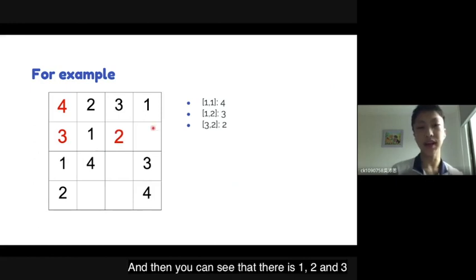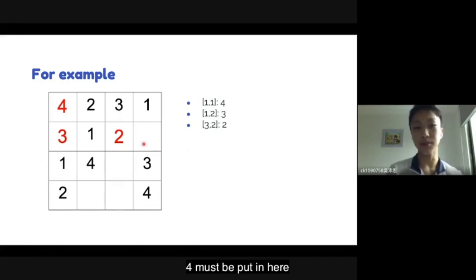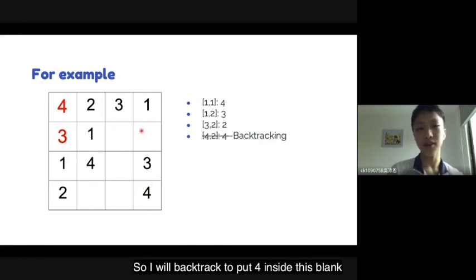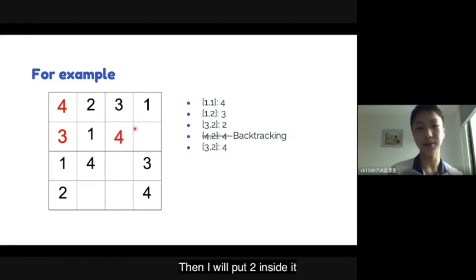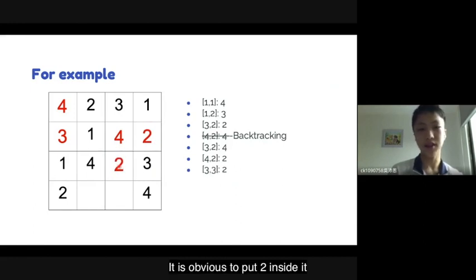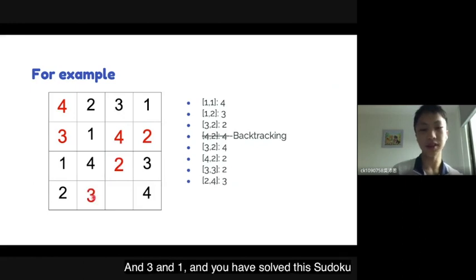And then I will see that if this is 2, there's 1, 2, 3, and 4 must be put in here. But in this row, there is a 4 here. So it means that it couldn't be 4. So I will backtrack and put 4 inside this blank. And then I will put 2 inside this. And then it is obvious to put 2 in it, and 3 and 1. And you have solved this Sudoku.